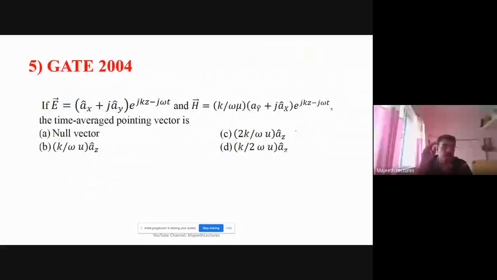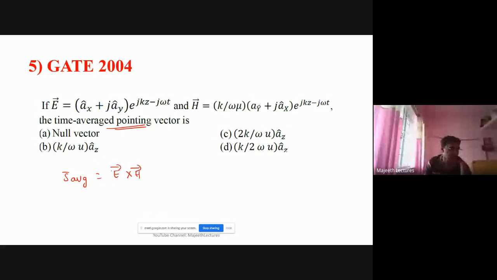Fine. And the next question: here E is given like this, H is given like this. What is the time averaged Poynting vector? So I have to find S average, E cross H.